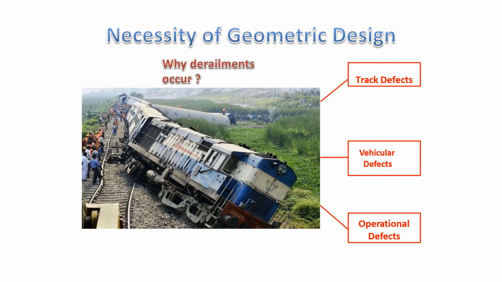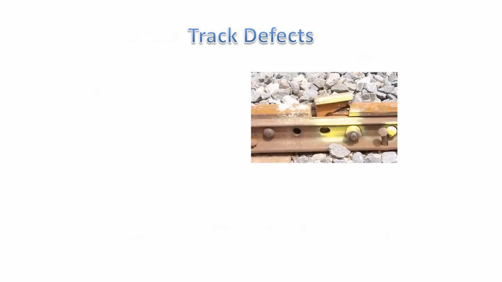So when we consider the civil engineer, we are mainly concerned about the track defect because we are designing it. So we should be aware of the reasons of these track defects and how to remove these defects so that no derailment takes place. So railway track should be designed suiting to the load and speed of the train and meeting the safety and economy requirements. So let's focus on the track defects.